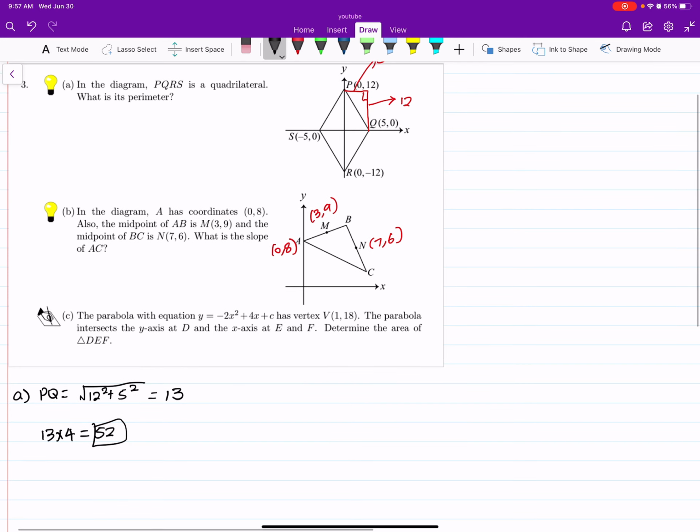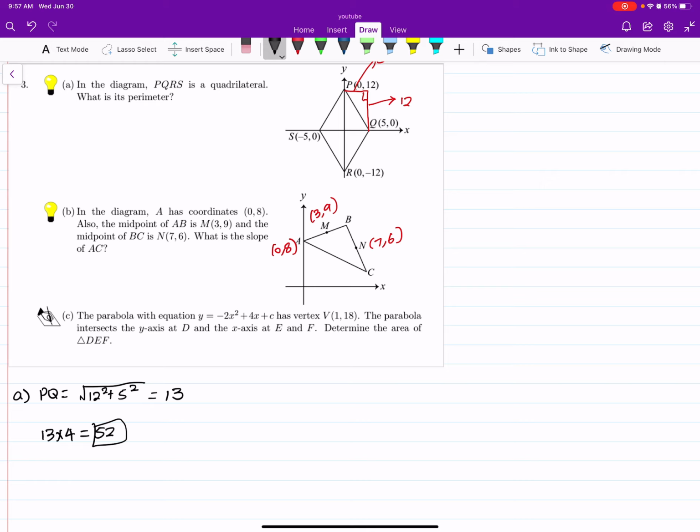Moving on to B. In the diagram, A has coordinates (0, 8). Also, the midpoint of AB is M (3, 9), and the midpoint of BC is N (7, 6). What is the slope of AC? So first we can use the coordinates of points A and M to find the coordinates of B.